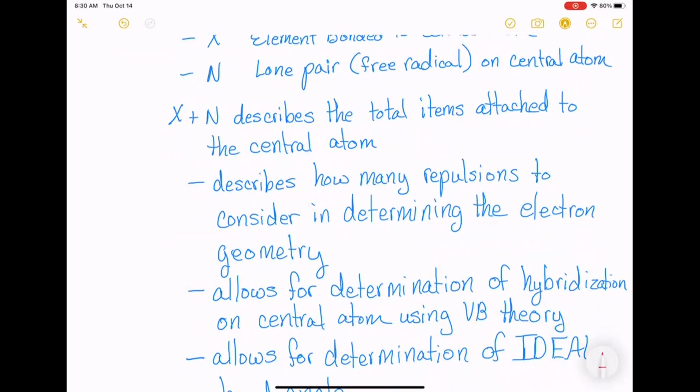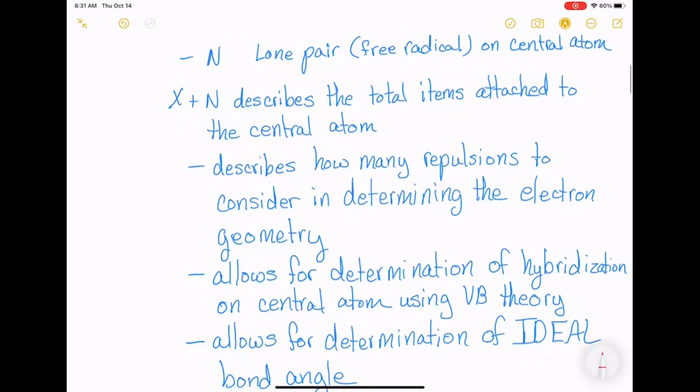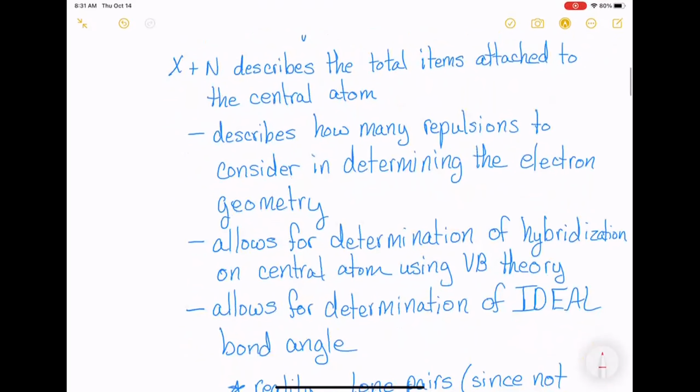So being able to develop the notation is going to be very useful in identifying the electron geometry as well as the hybridization of the central atom. And I'll illustrate how in a little bit. The other thing is, since X plus N allows us to determine the electron geometry, it allows for the determination of the ideal bond angle for a molecule. So all of this is really interconnected.